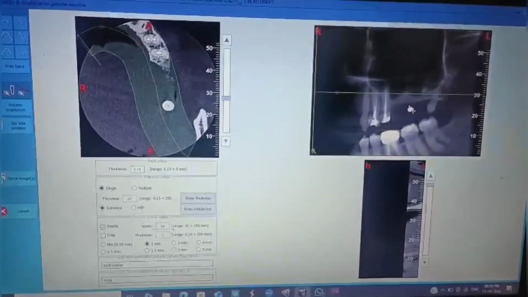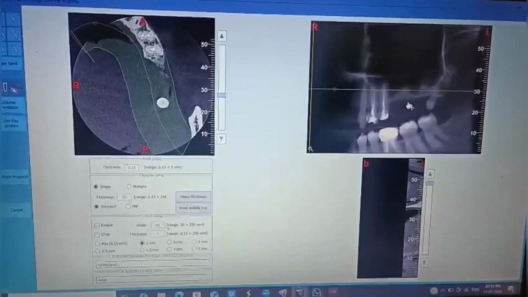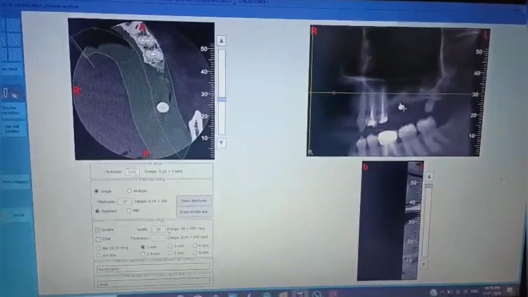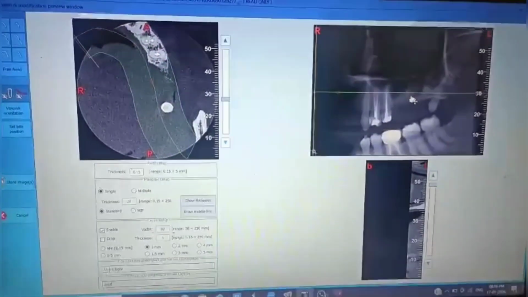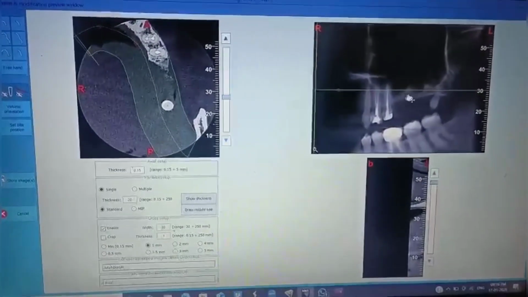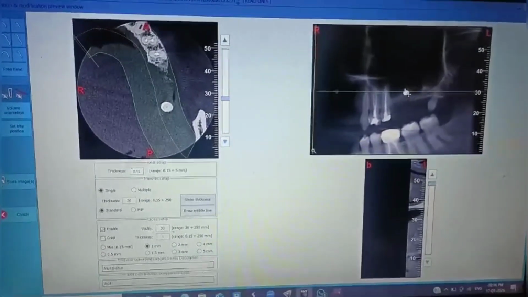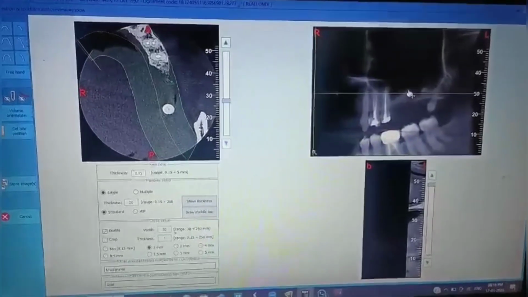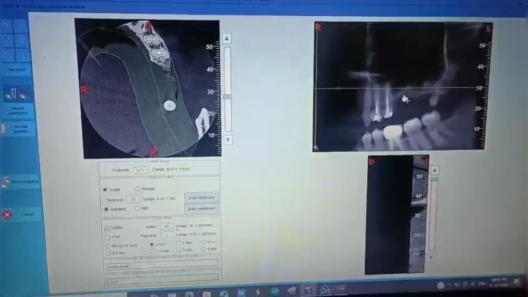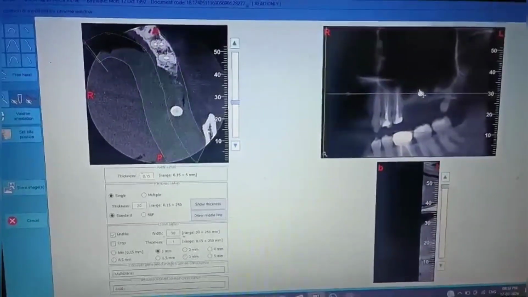This tooth was extracted 6 months ago. At that time we had grafted this region for socket preservation. So we got a good bone in the center region of probably the 16, 17 region, which is actually the area which was the palatal root of the first molar. We had grafted this area, and as we planned, we could get enough bone over there.